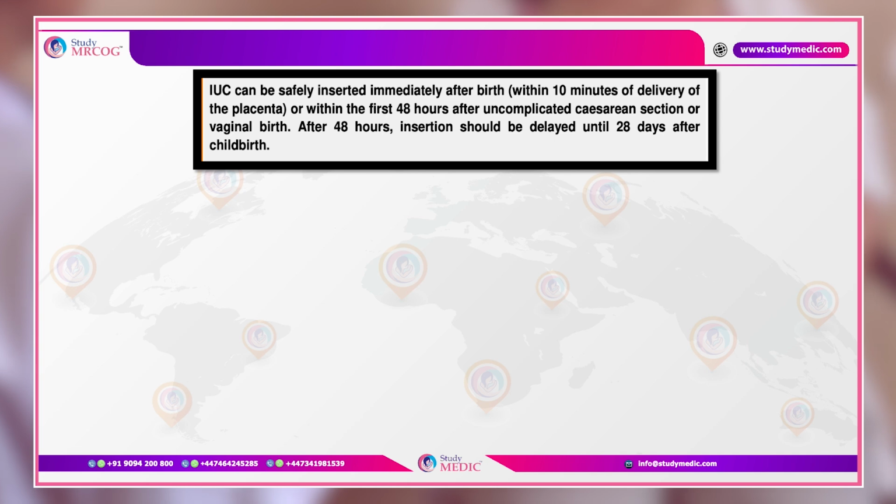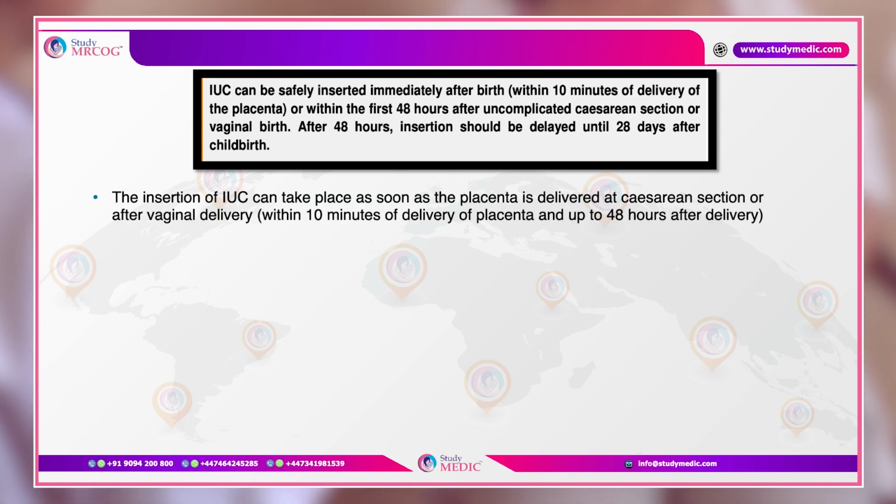Now, since we are discussing IUCDs, a quick update on what the FSRH says on insertion of IUCD after delivery. It says IUCDs can be safely inserted immediately after birth, that is within 10 minutes of delivery of the placenta, or within the first 48 hours after uncomplicated cesarean section or after vaginal birth. After 48 hours, if you have not inserted the IUCD within the time period, then you should delay the insertion until 28 days after childbirth.